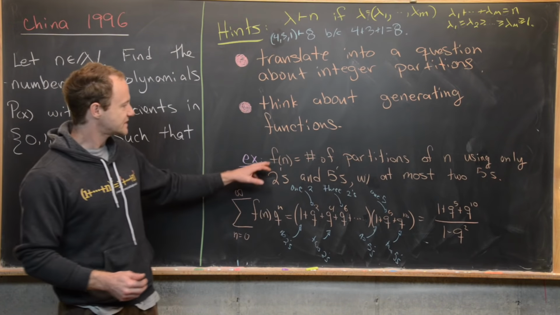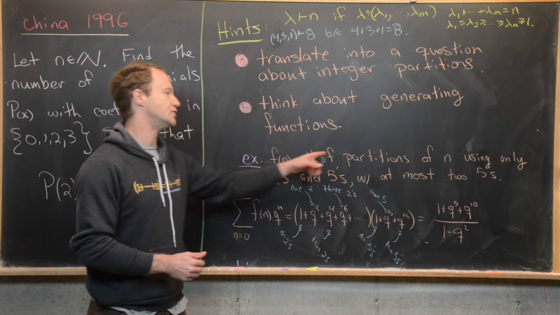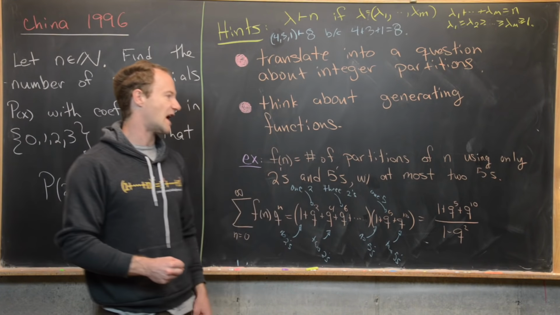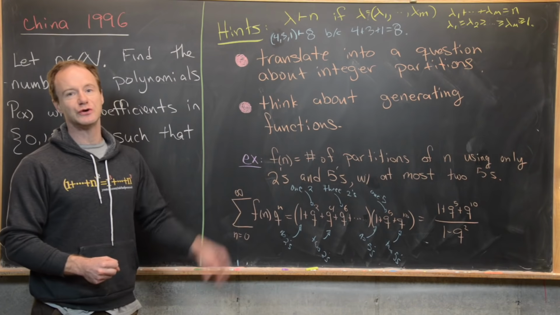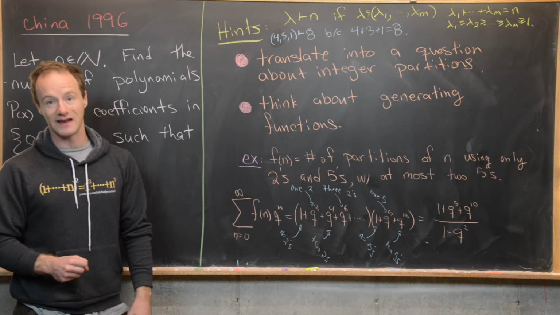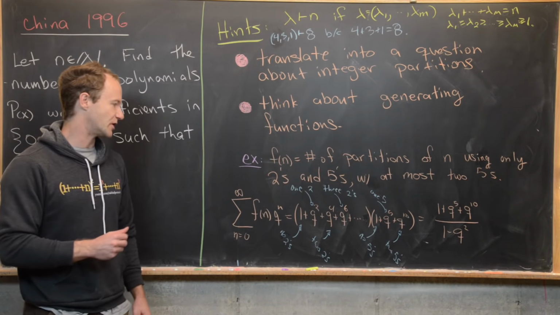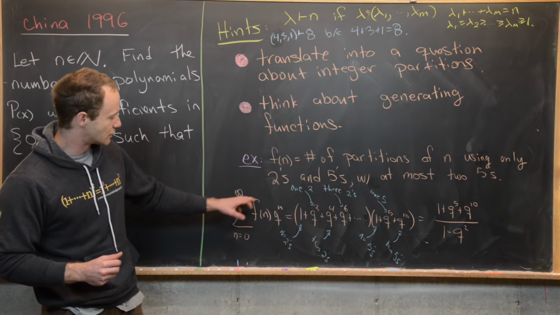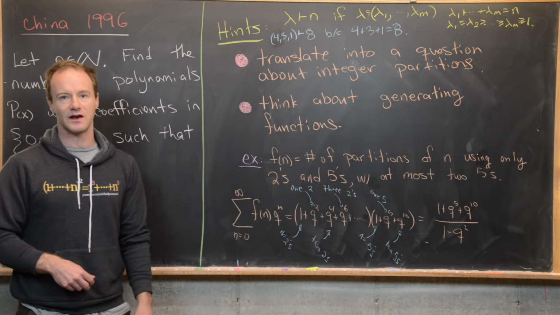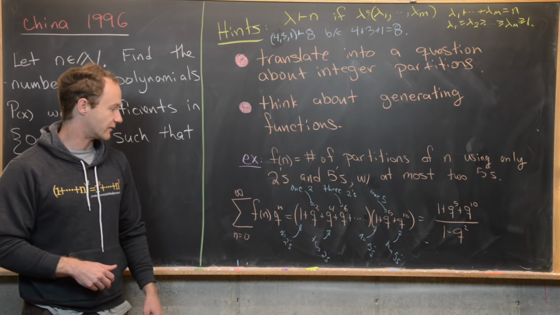So let f of n, little f of n, be equal to the number of partitions of n using only 2's and 5's with at most 2 5's. It's hard to get a handle on what that number exactly is with some sort of formula, but writing down a generating function is actually pretty easy. So the generating function will be like this: the sum from n equals 0 to infinity of f of n times q to the n. So the coefficient of q to the n is this value of f of n that we're looking for.